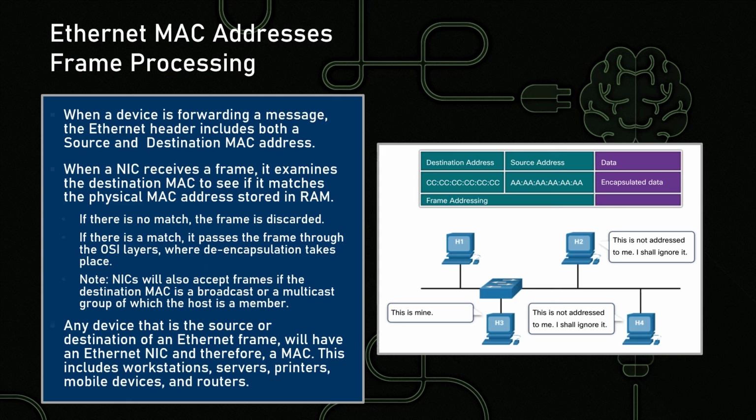Any device that is the source or destination of an Ethernet frame must have a NIC, therefore it must have a MAC. So that can be a workstation, a server, a printer, pretty much anything.